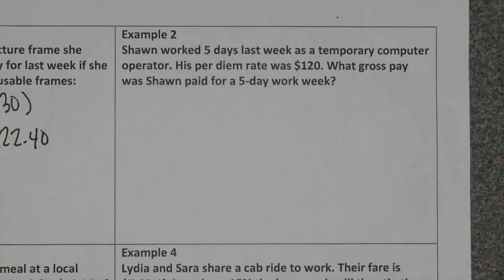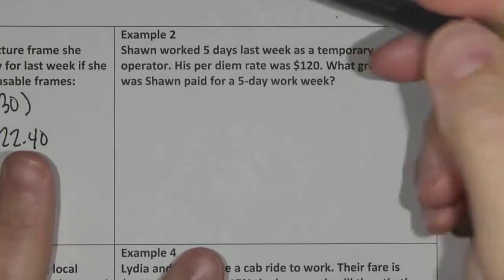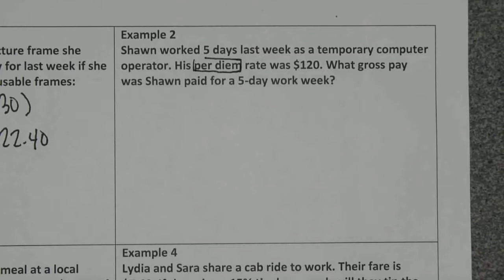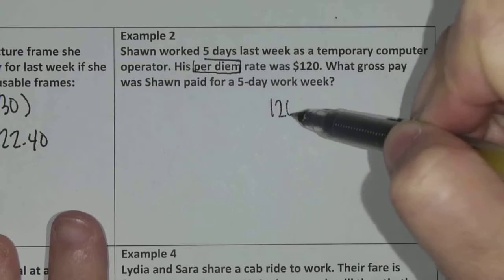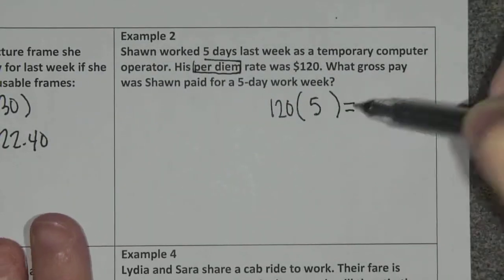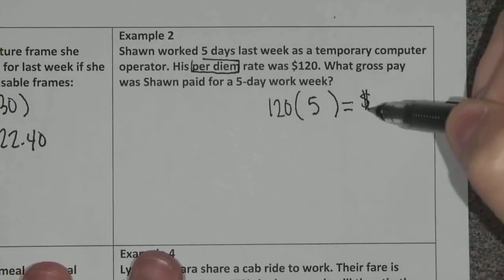All right, example 2. Sean worked 5 days last week as a temporary computer operator. His per diem, anybody remember what we said that meant? Yeah, each day, per day. His per day rate was $120. What gross pay was Sean paid for after a 5-day work week? Yeah, you're just going to times them. So it's going to be $120 times 5 days. When you do that, you get $600.